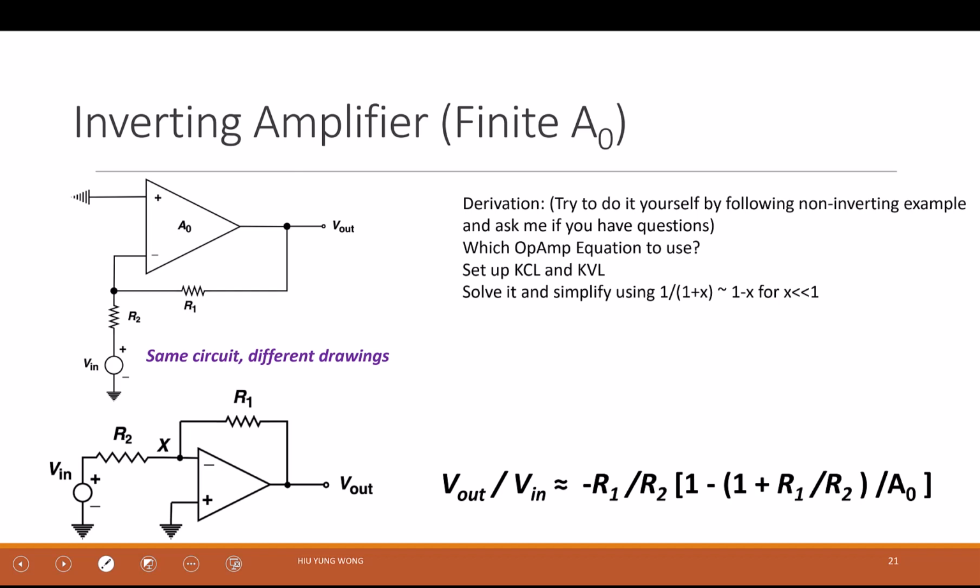Now with that, you can ask yourself the same question: how about when the gain is finite? I'm not going to show it here. You will do it in your assignment. But basically, decide which equation to use and then use KCL, KVL, and the Taylor expansion. And then you will get it, okay?